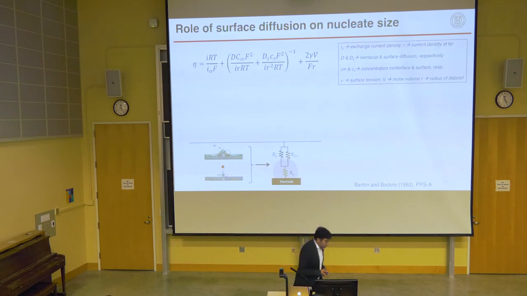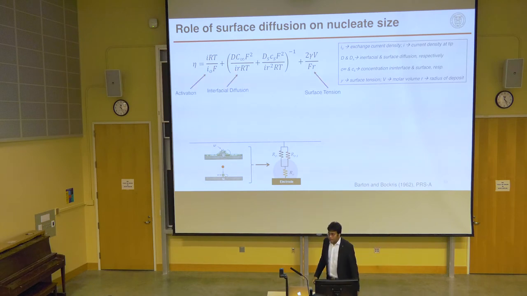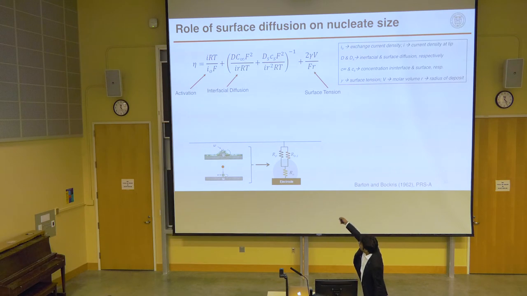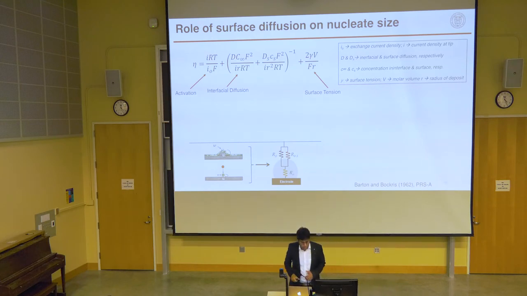Now to understand how this molecular scale calculation really affects the macro scale deposition, we made this simple model. Here, we wrote the overpotential as a summation of the activation overpotential due to the reaction of lithium plus going to lithium, the interfacial diffusion, the diffusion at the interface, and also the surface tension. This model was obtained from the Barton and Bockris paper, and we added a simple term of the surface diffusion, which is the diffusion on the surface.